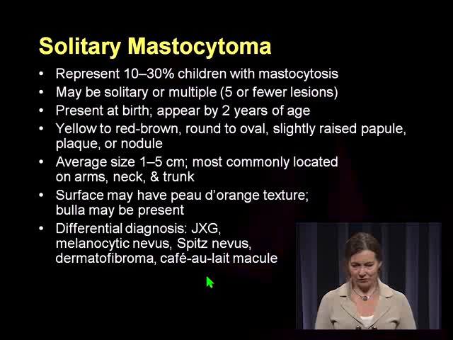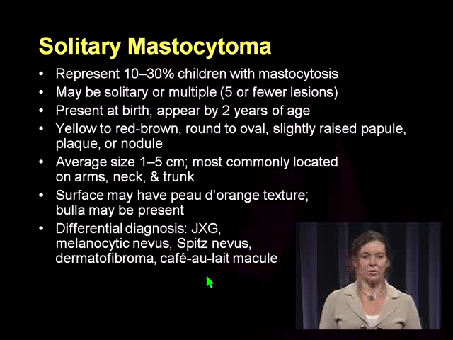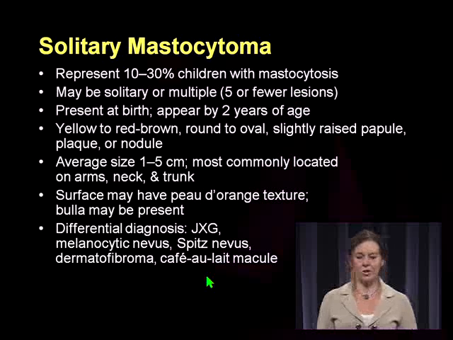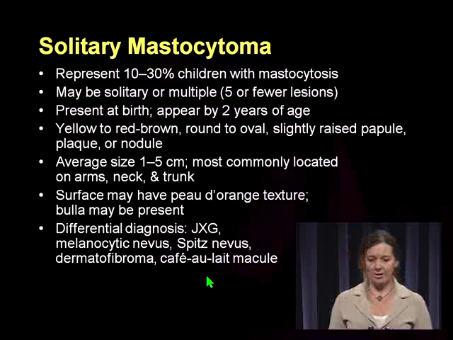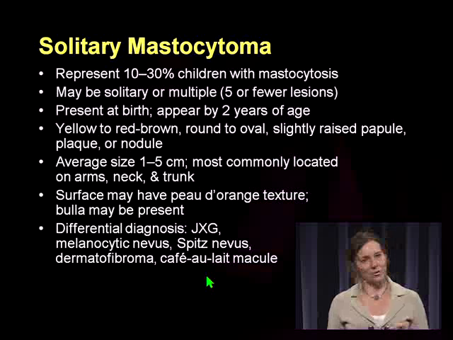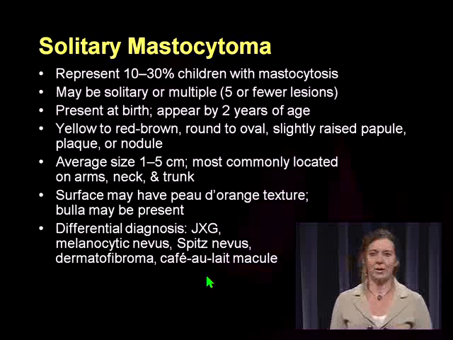So there are different forms of mastocytosis in children. The two most common are solitary mastocytoma and urticaria pigmentosa. So let's talk first about the solitary mastocytoma, which is a little bit of a misnomer because that refers to patients that have between 1 and 5 lesions. The lesions are usually present at birth, but can appear in infancy or up to a couple years of age. They have a pretty typical appearance, and I'll show you a few examples.